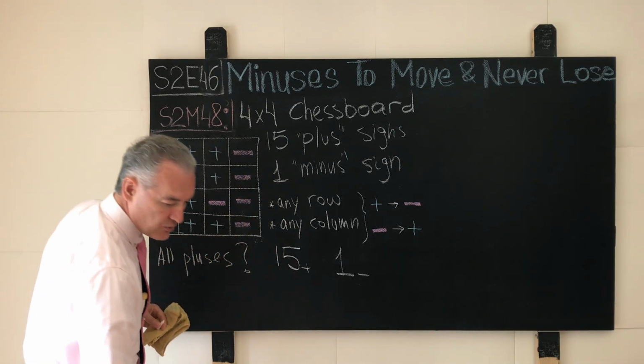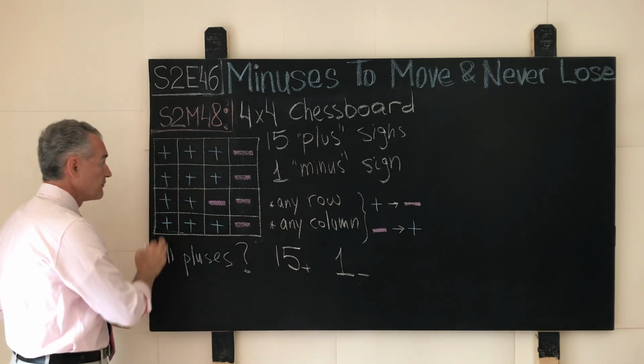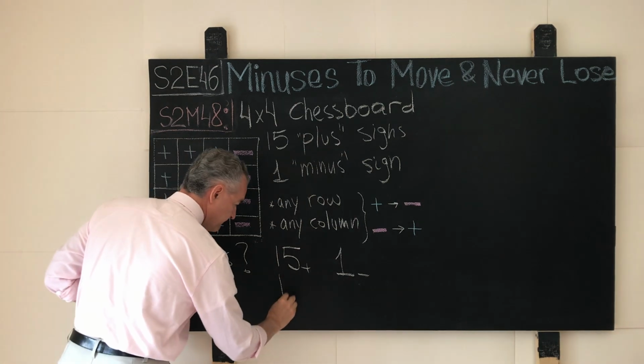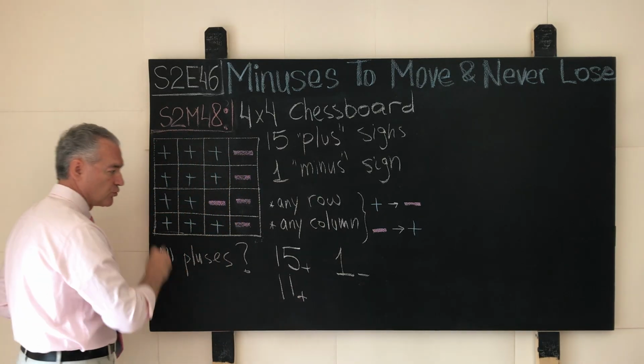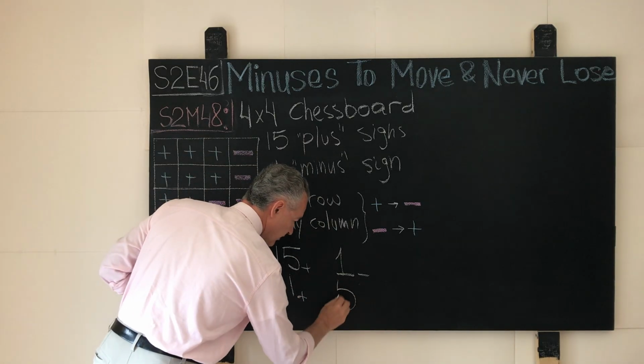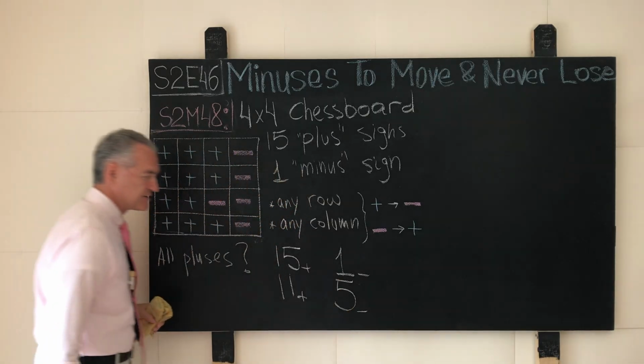Let us count now the number of pluses. What do we have? 4 and 3, 11 pluses. And how many minuses do we have? 4 and 1, 5. We have 5 minus signs.